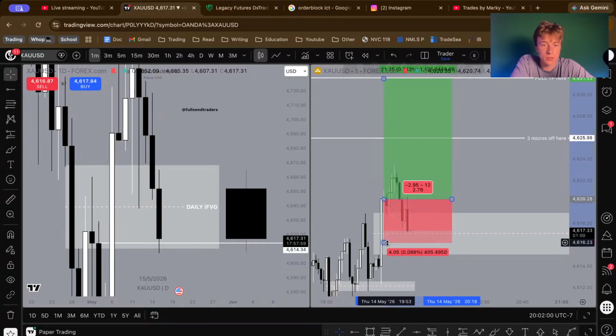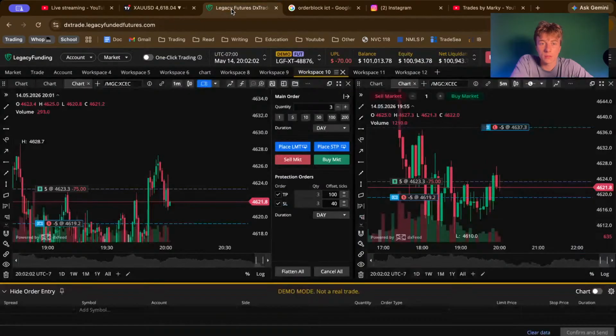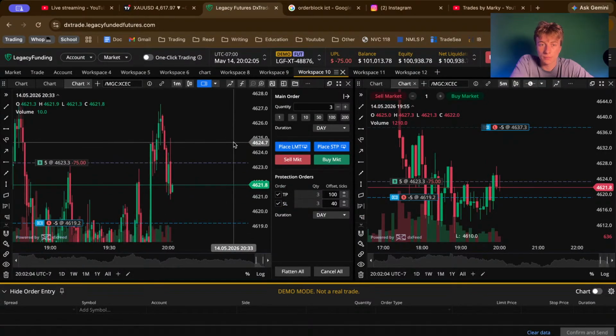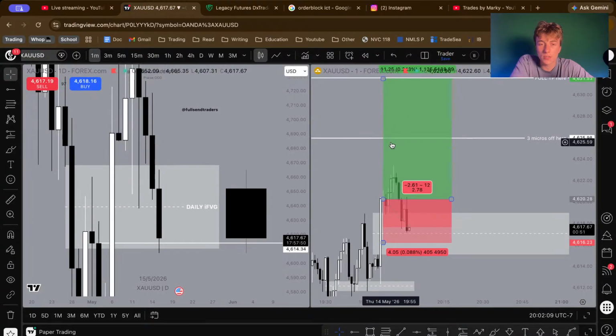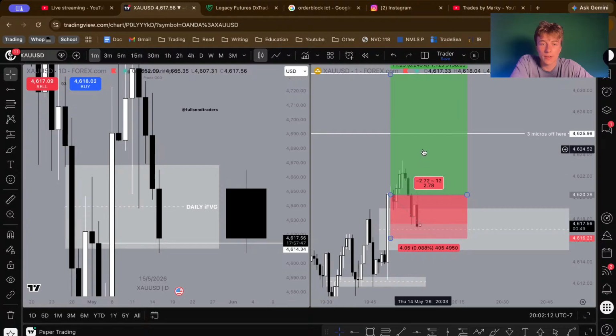4616.28. There you go. Come on, I'd love to see a nice bullish move, a nice bullish candle out here.